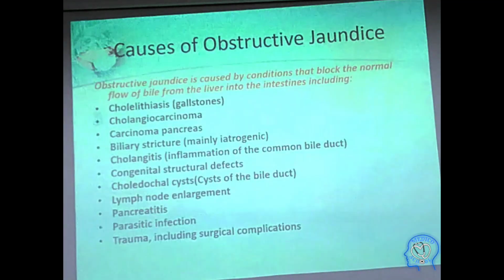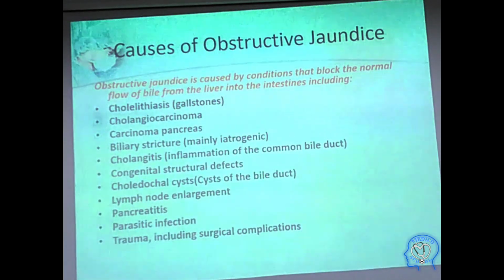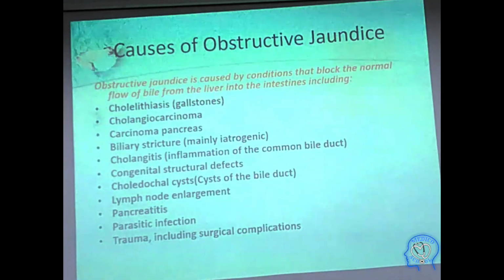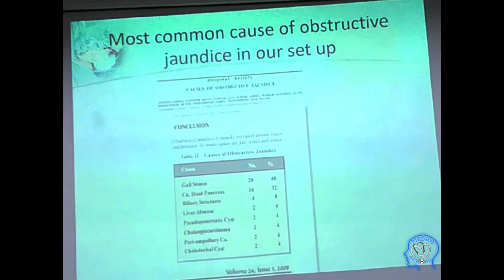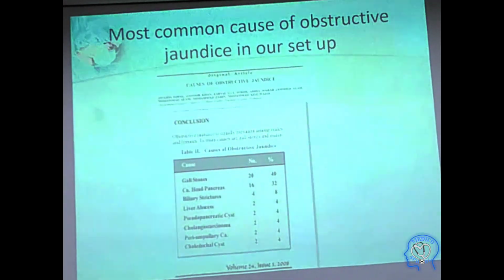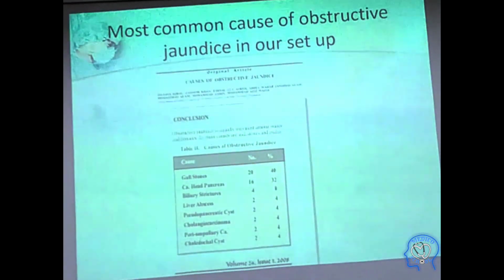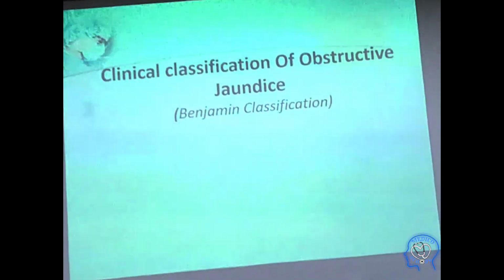What are the causes of obstructive jaundice? There are many causes of obstructive jaundice, but the foremost is cholelithiasis, that is gallstones, cholangiocarcinoma, carcinoma of the pancreas, biliary stricture, cholangitis, congenital structural defects, choledochal cyst, lymph node enlargement, pancreatitis, parasitic infection, and trauma. But the most common cause is gallstones. Later on, we see head of pancreas and other causes.